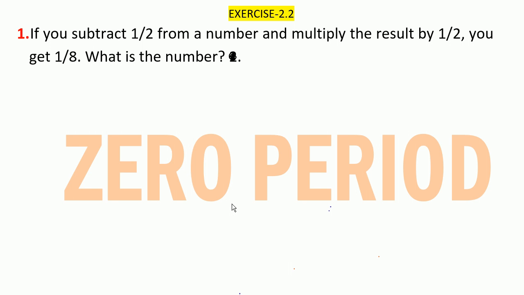First we have to think about that number. Now we are assuming that number x. Let the number be x.